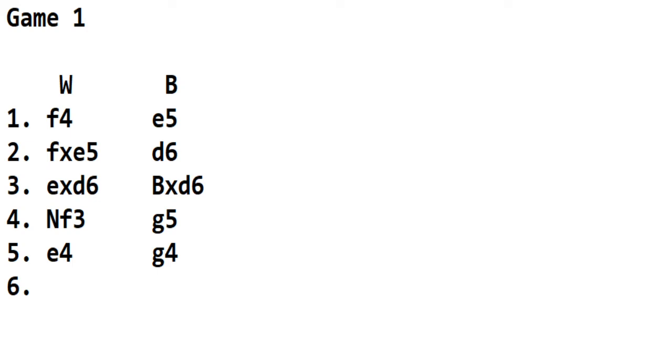white played the move e5, and what did black do? Black took, so g takes f3 happened. G takes f3. So please make sure that you are writing this down.